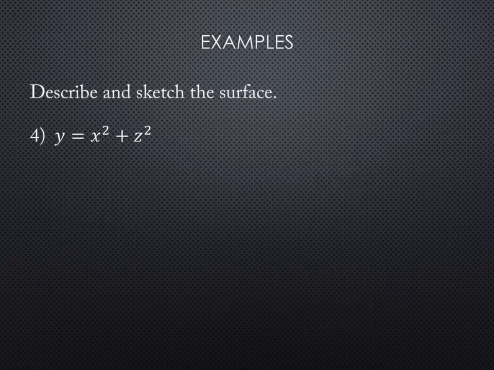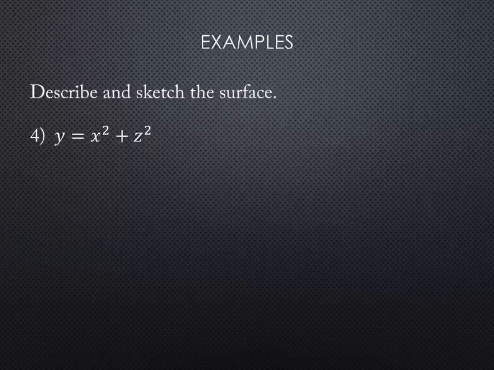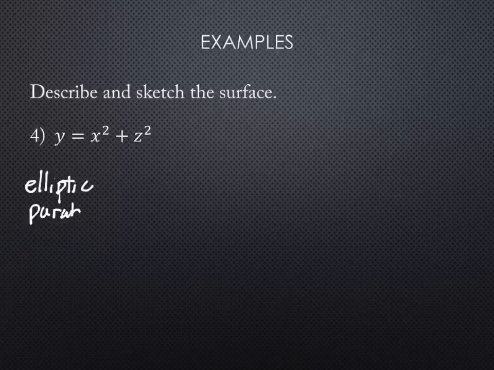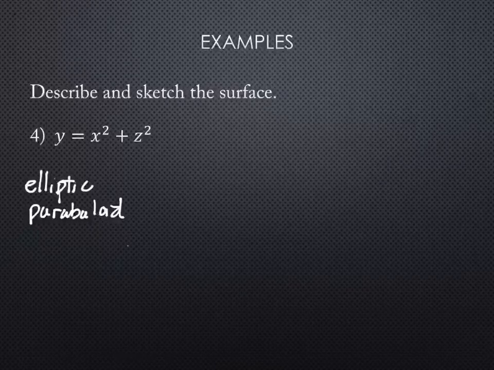All right, how about this one? Elliptic paraboloid. So what about this makes it an elliptic paraboloid? What are you identifying as being some of the key ideas? Y is linear, and we're adding. Those are the key ideas, exactly. So we have an elliptic paraboloid.